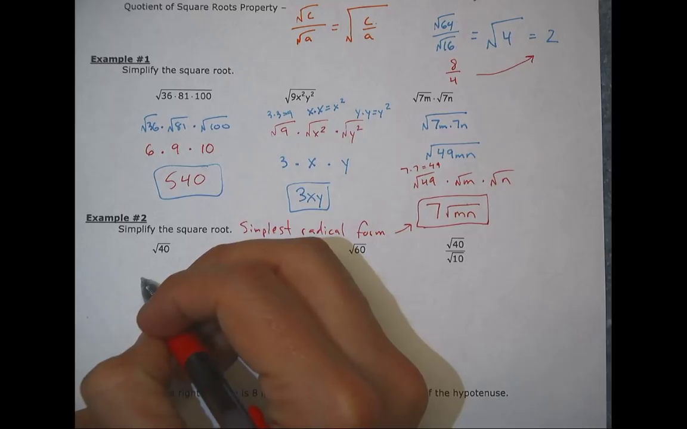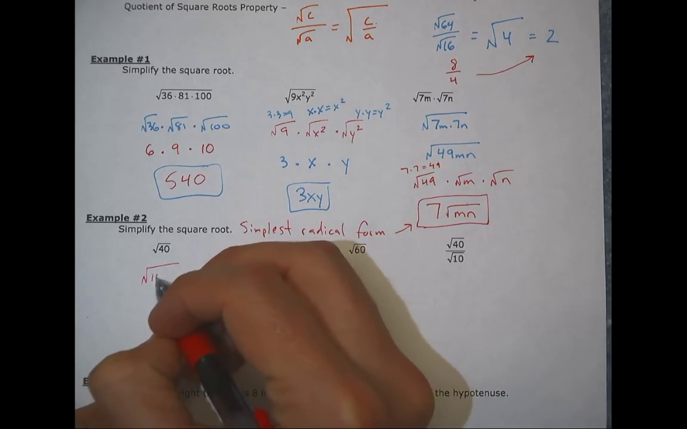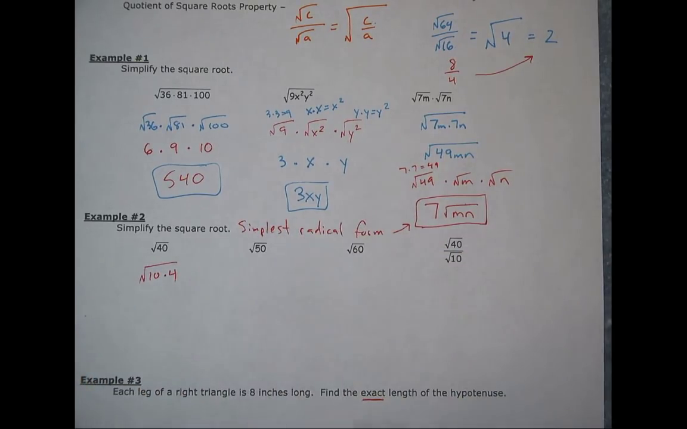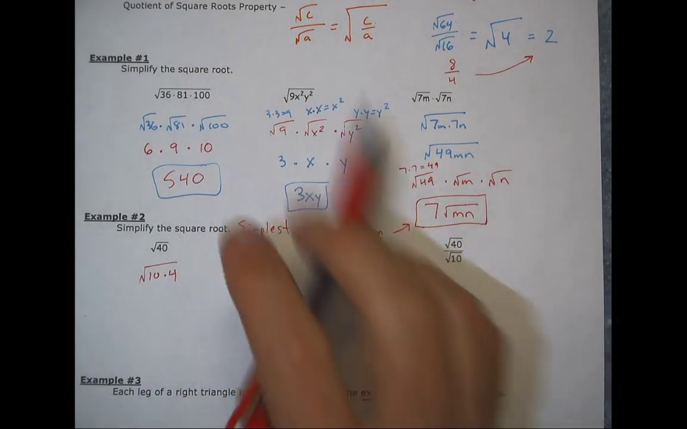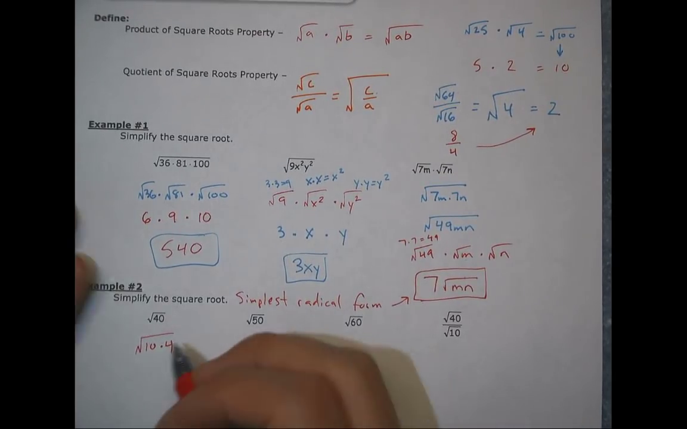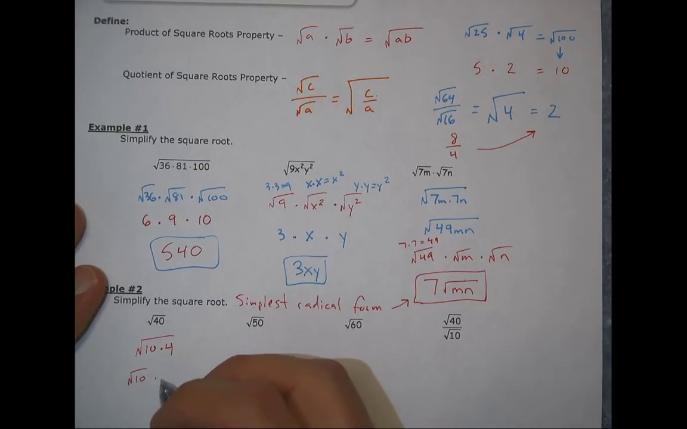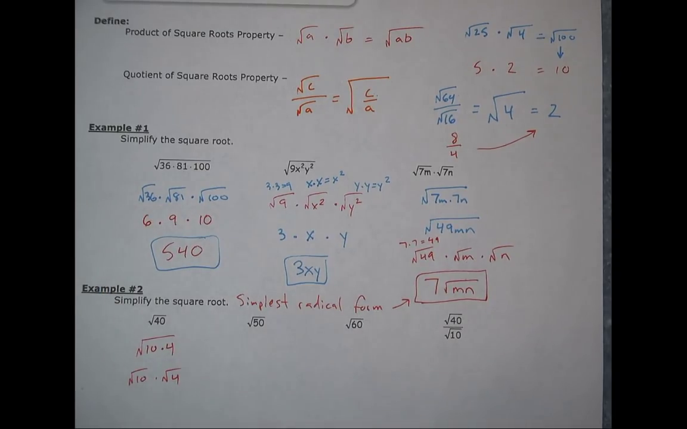We can split 40 into 10 times 4, right? We know that 40 is 10 times 4. And this property says that we can do that up here. So we're going to split this now into square root of 10 times square root of 4. Now, why did we do that?